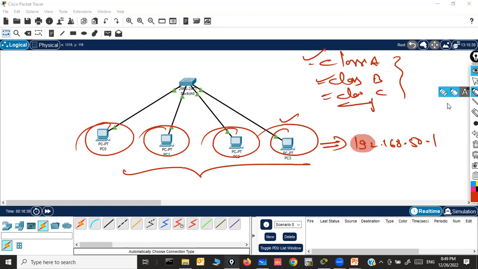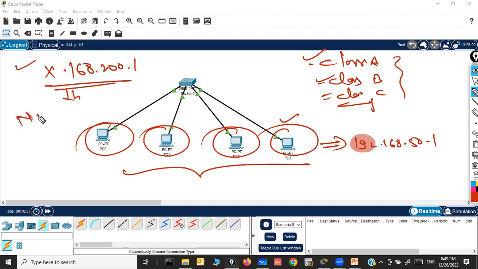Even if you have written an IP address here, 168.200.1, and you ask me which class this IP address belongs to, of course I cannot answer this question. No one can tell the class of this IP address. Why? Because the first octet is not known.